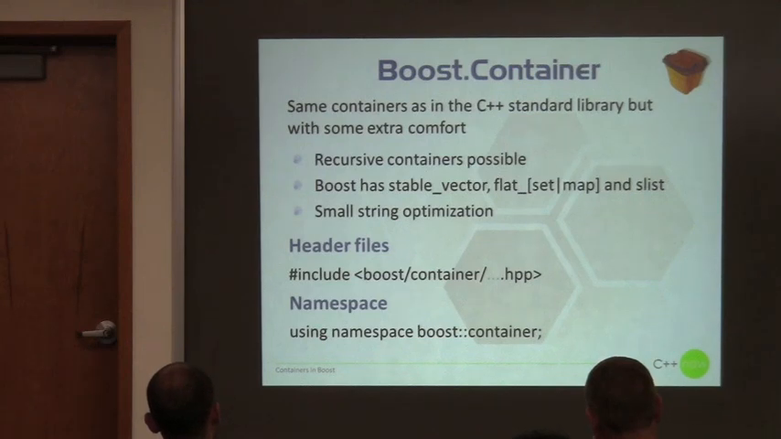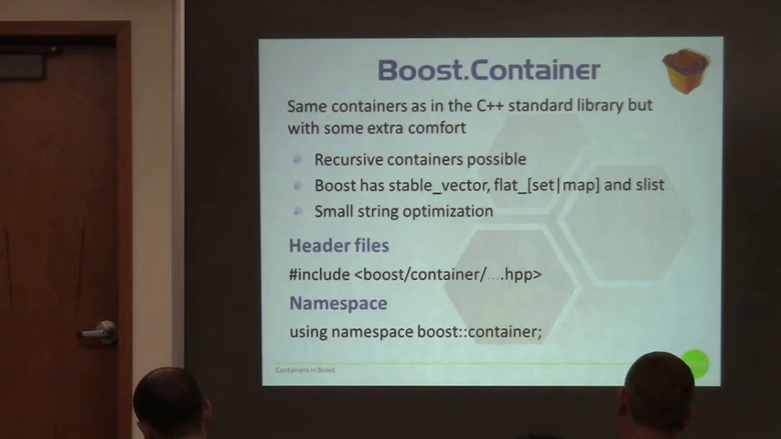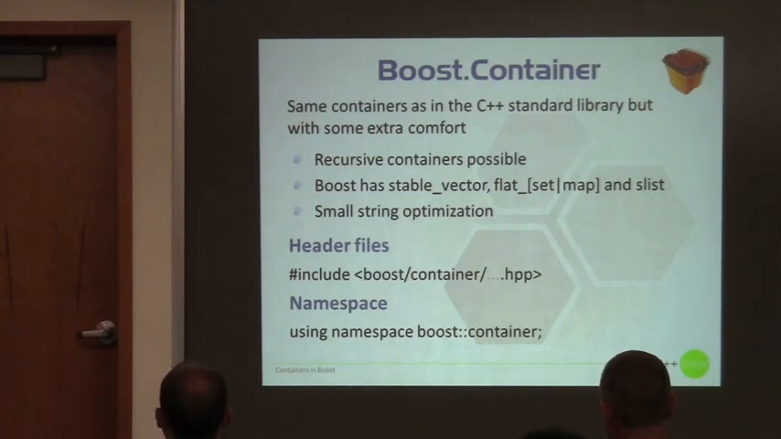A stable vector is a vector where you can insert and erase elements, and the references and iterators to the other elements in that stable vector remain valid. And a flat set and a flat map, you can think of these as simply vectors which are always sorted. So you don't have a tree structure, you just have a vector. Whenever you add or erase an element, there's an automatic call to a sort function. So it's, again, a flat container. That's why the containers are called flat set and flat map. And it's an always sorted one.